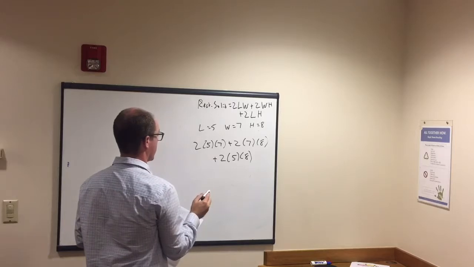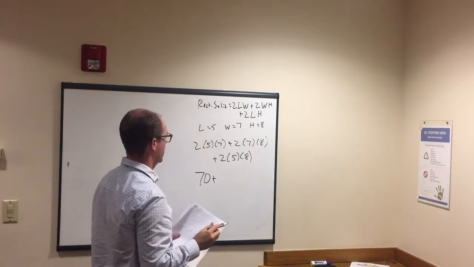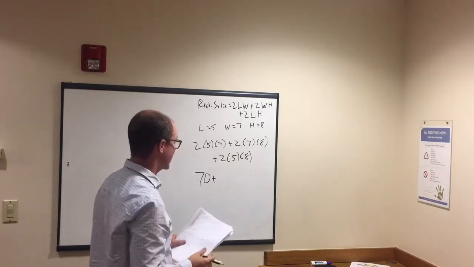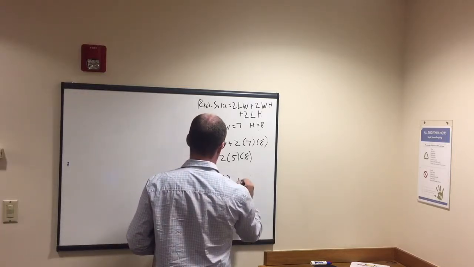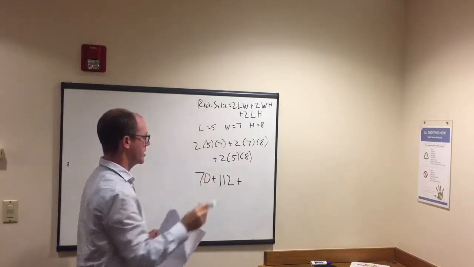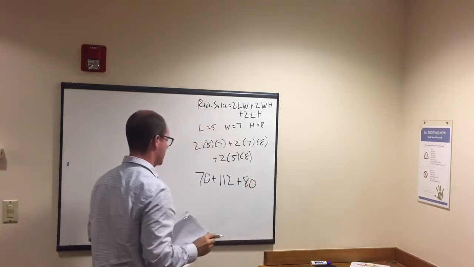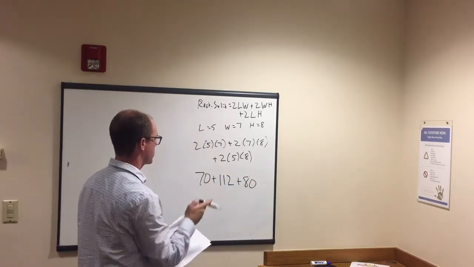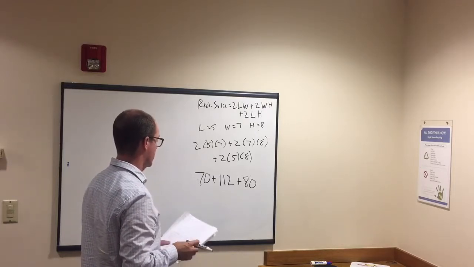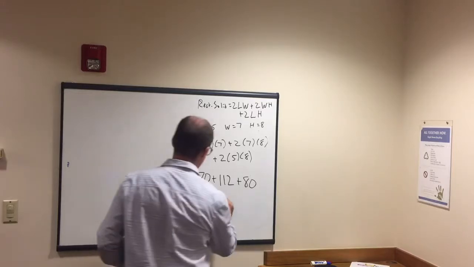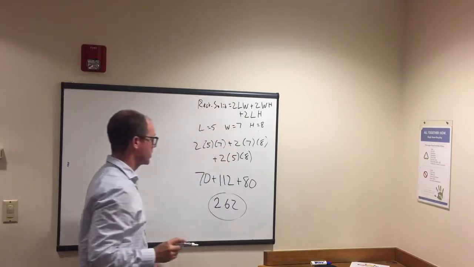5 times 7 is 35, times 2, that'll give us 70. 7 times 8 is 56, times 2 is 112. The third one, 5 times 8 is 40, times 2 is 80. Okay, and we just have to add these all together. So 80 plus 112 is 192, plus 70 is 262. 262. That would be our final answer.